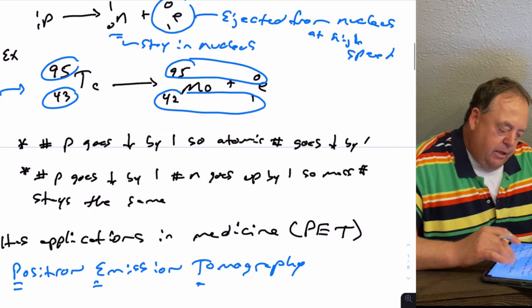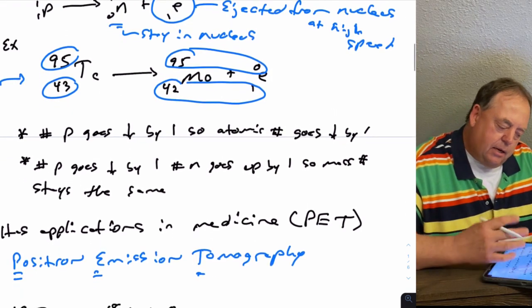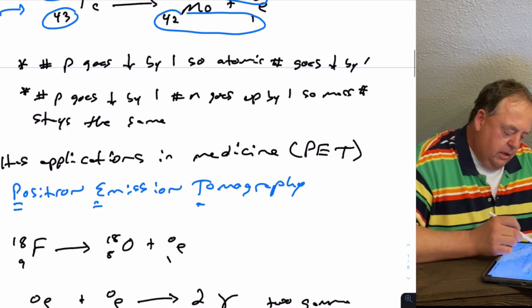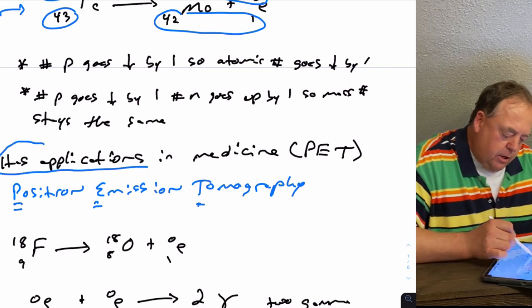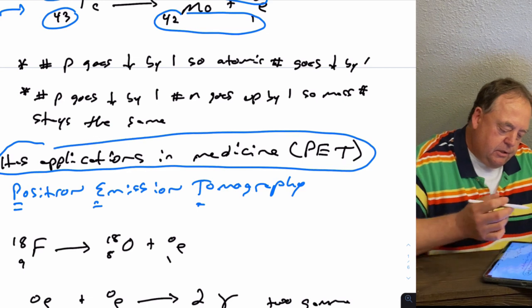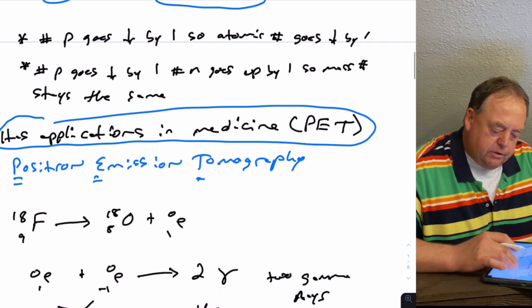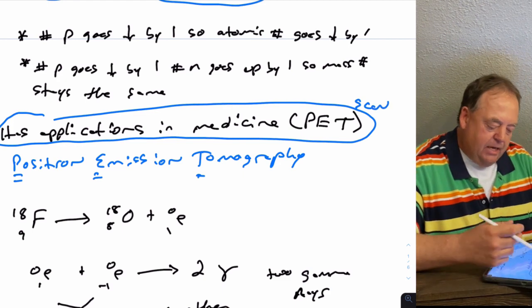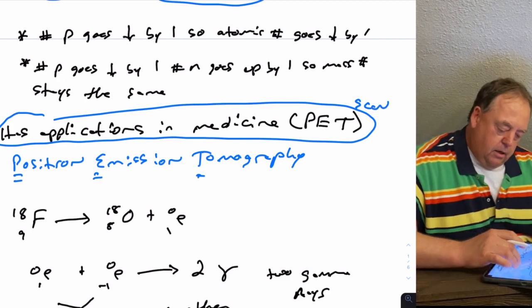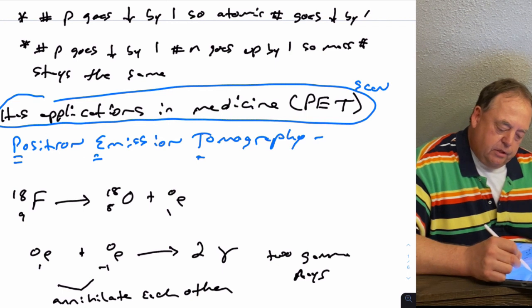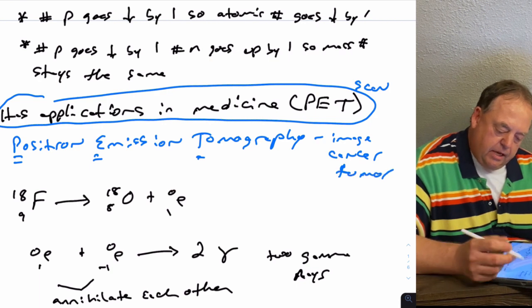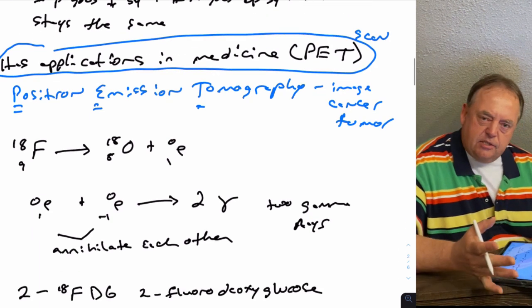Okay, so positron emission has applications. A lot of these nuclear reactions have different applications, so we'll talk about some of them. One of the applications of positron emission is in medicine. A PET scan, maybe you've heard of it before. So positron emission tomography. Basically, this can be used to image cancer tumors, for example. So how does that work?